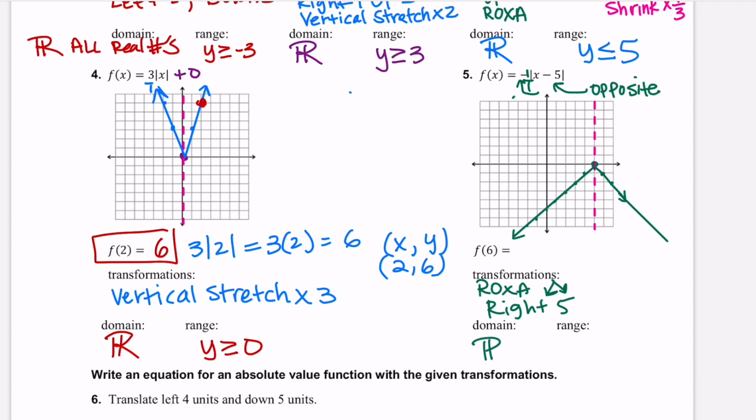So domain is all real numbers. The range, the highest point is at 0, so y is going to be less than or equal to 0. So it's everything below that.